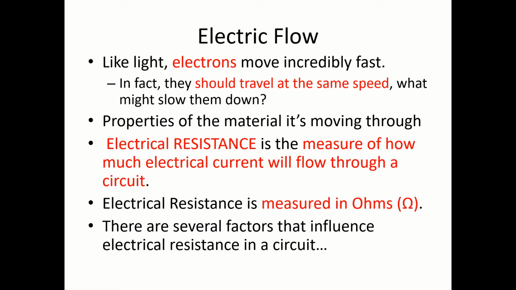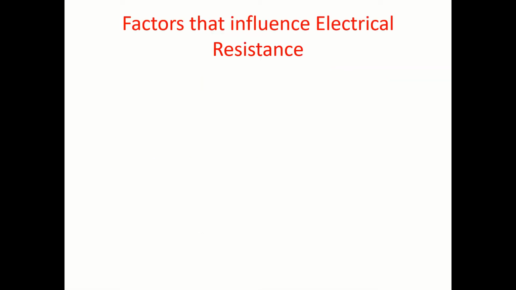It is a measure of how much current is moving through a circuit, and we can increase and decrease how much current is moving through a circuit. We measure it in ohms, give it the Greek symbol omega. Electrical resistance is something we cannot get rid of, but it's also something that we use to our advantage. Let me explain. The first part is going to be how we can't get rid of it.